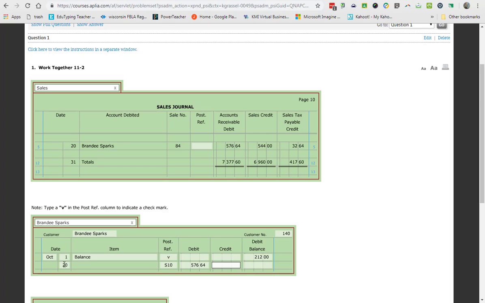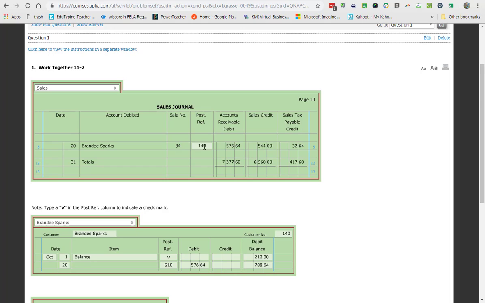Now, Brandy had a previous balance of $212. So I have to add $576.64 to it. That's going to give me a new balance of $788.64. Did I do the math right? Oh, thank you. Okay, that is instruction number 2.